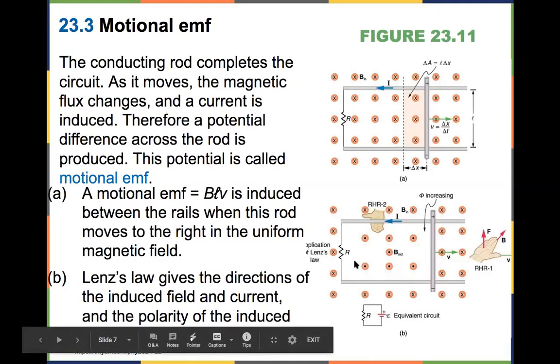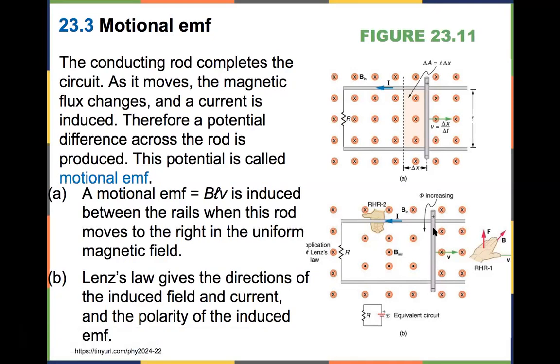Now, if that's the case, there will be current in the two rails and through the resistor, and there should also be current going through this metal rod. Because there is an induced current in the rod, you now have the rod carrying current in the presence of the original external field B. So you can apply right-hand rule number 1 to determine the direction of the magnetic force on this rod.